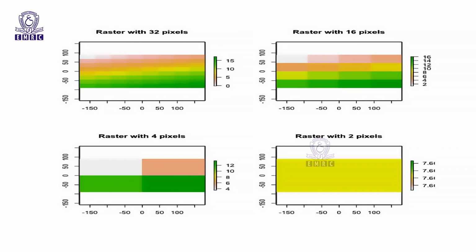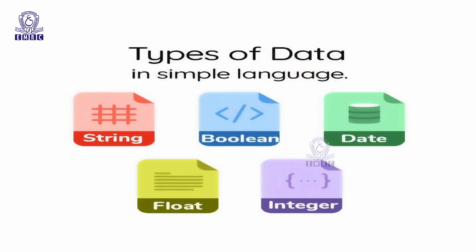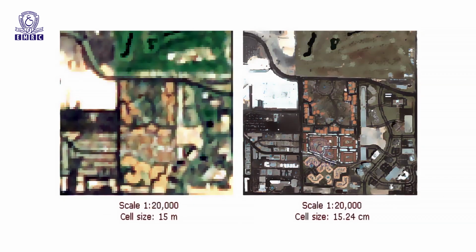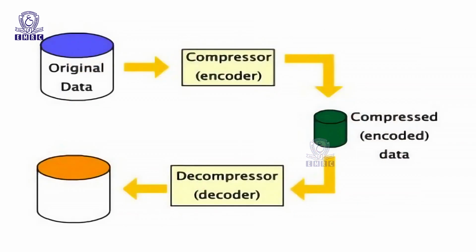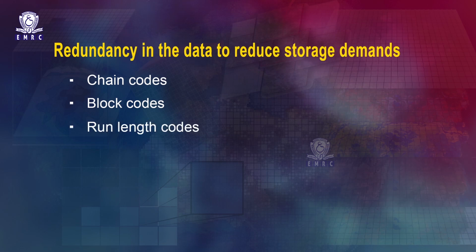Memory demands for raster are influenced by the type of data recorded, for example Boolean, integer, float or string, the resolution and the spatial extent of the raster, and any compression applied to the image. Compression can be used to exploit repetition or redundancy in the data to reduce overall storage demands, and many schemes are available to accomplish this, including chain codes, block codes, run length codes and quadtrees.